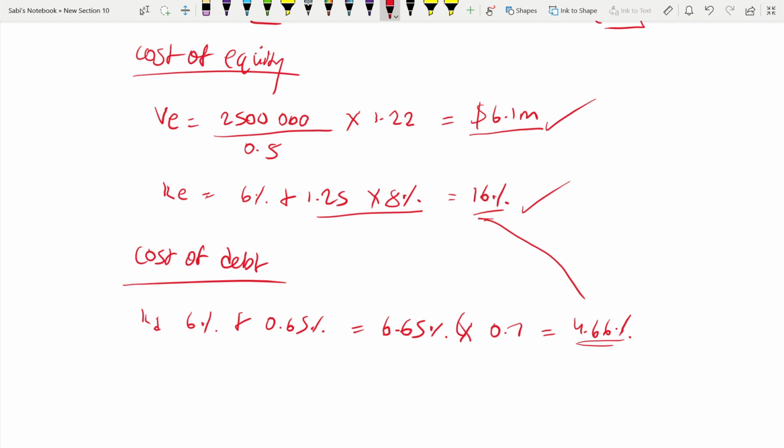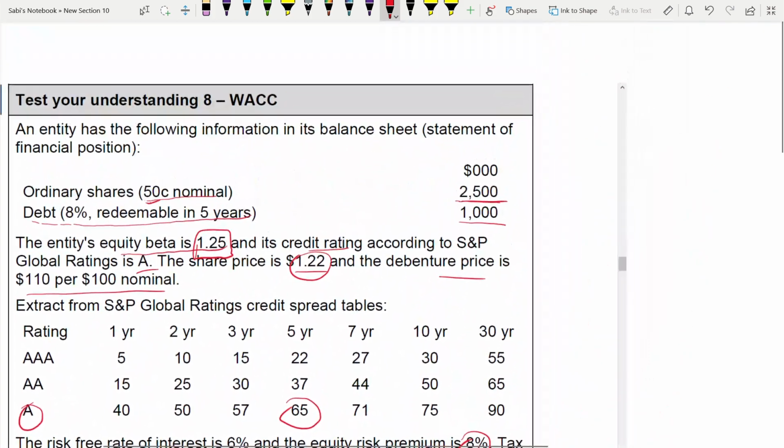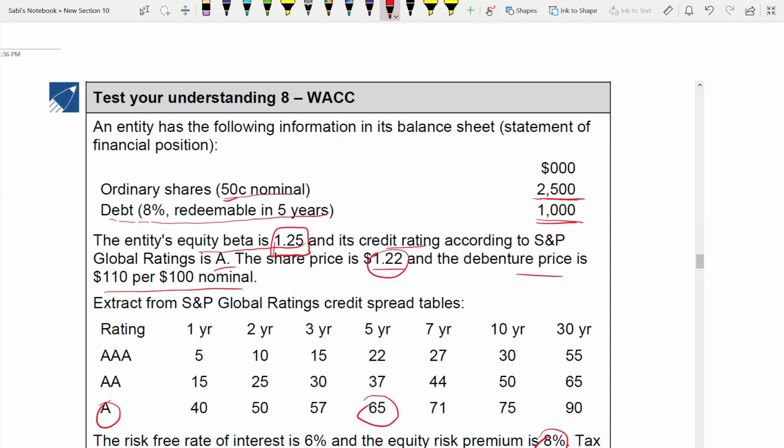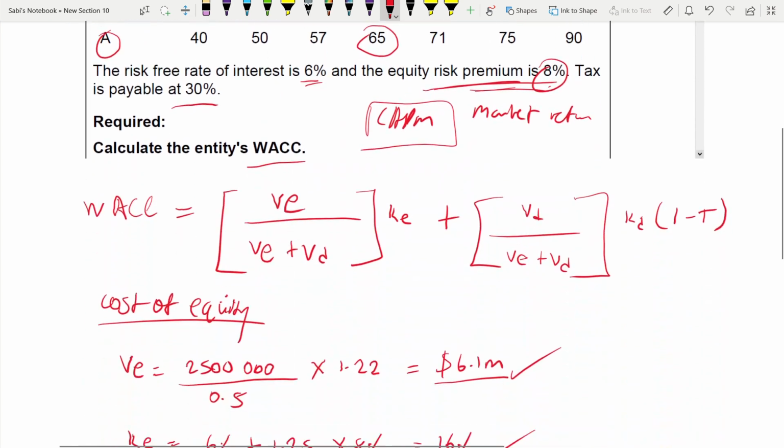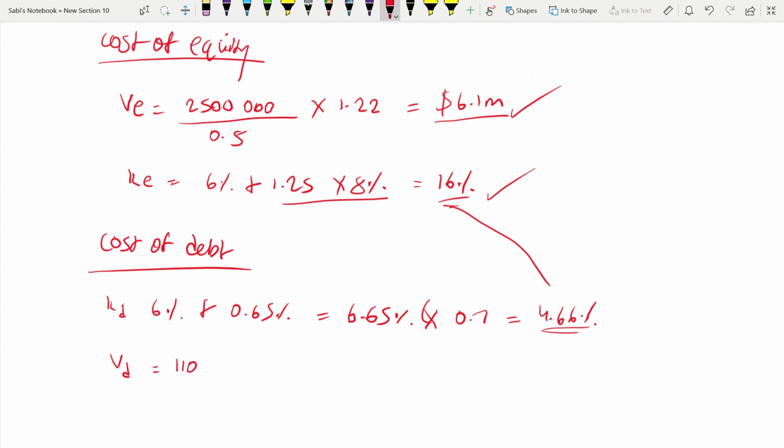Now, find the value of D. When you have to find the value of D, just check, it's 1 million. 110 per 100. That means for 1, you have to find out what is the amount. So it will be 110 divided by 100 multiplied by 1 million. It will be 1.1 million. So this also you got. Do you have all the four components in your hand? Value of equity, cost of equity, value of debt, cost of debt. Have all the values? Go ahead and calculate.